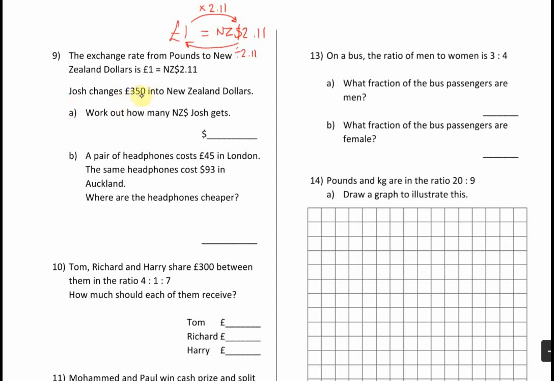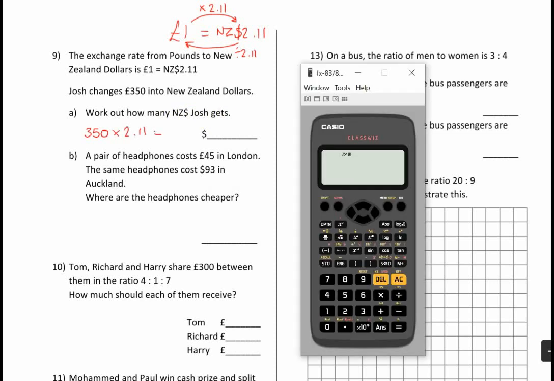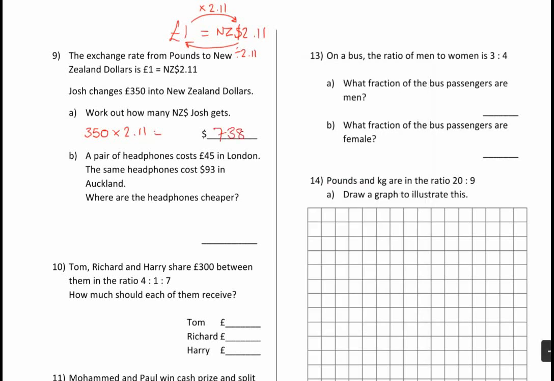So Josh changes £350 into New Zealand dollars. How many dollars does he get? So we need to do 350 times 2.11. And that gives us 738.5. Remember, with money though, give 2 decimal places.